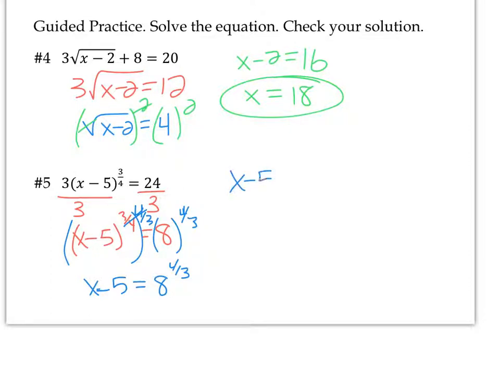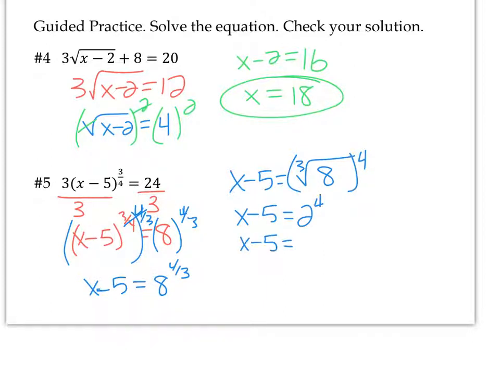That's x minus 5 equals the cube root of 8 to the 4th power. Cube root of 8 is 2, so this is going to be x minus 5 equals 2 to the 4th power, which is, again, 2 times itself 4 times. It's not 8. It's not 2 times 4. It's 2 times itself 4 times, which is 16. And now add 5 to both sides and get x equals 21.